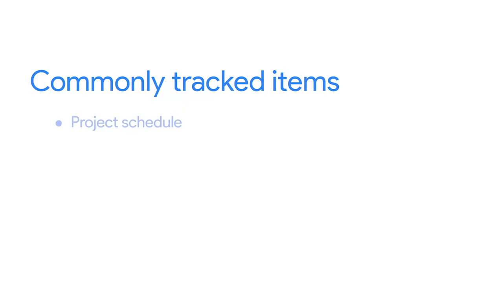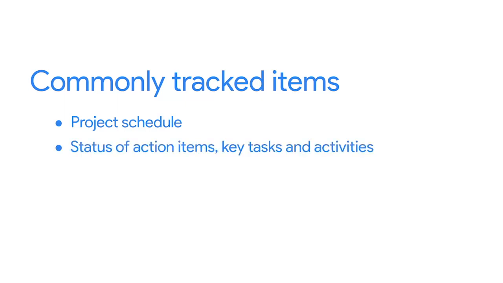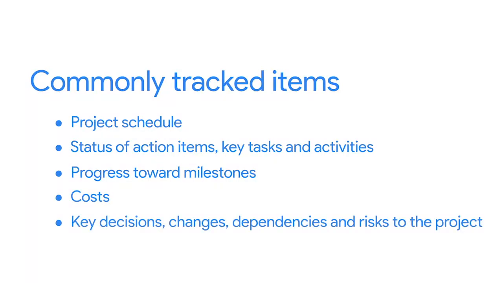To recap, the items that are helpful to track throughout the project execution phase include the project schedule, which contains the key tasks and activities, the status of action items, progress toward milestones, costs, and key decisions and changes. There are many moving parts to be aware of once a project is underway. Tracking them closely benefits you and your team as you head toward the project goal.